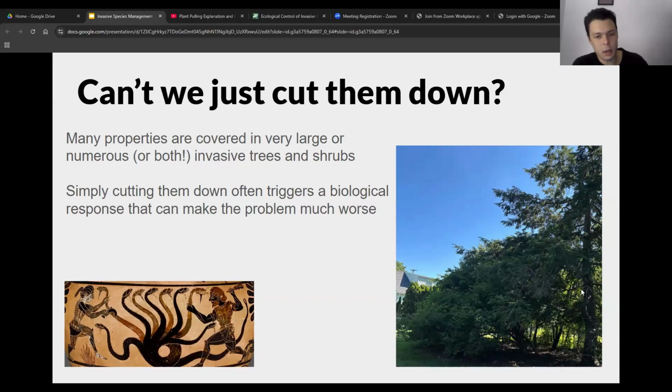And if all we did was cut that thing down, you would get hundreds and hundreds of resprouts, because the plant is sending a signal. It thinks it's being eaten. And so it is trying to protect itself, and it sends a signal to grow more wildly in more of a shrub form. And now you're dealing with, like in the case of the tree of heaven, hundreds where you were originally dealing with just one or two. You can go to the next slide.